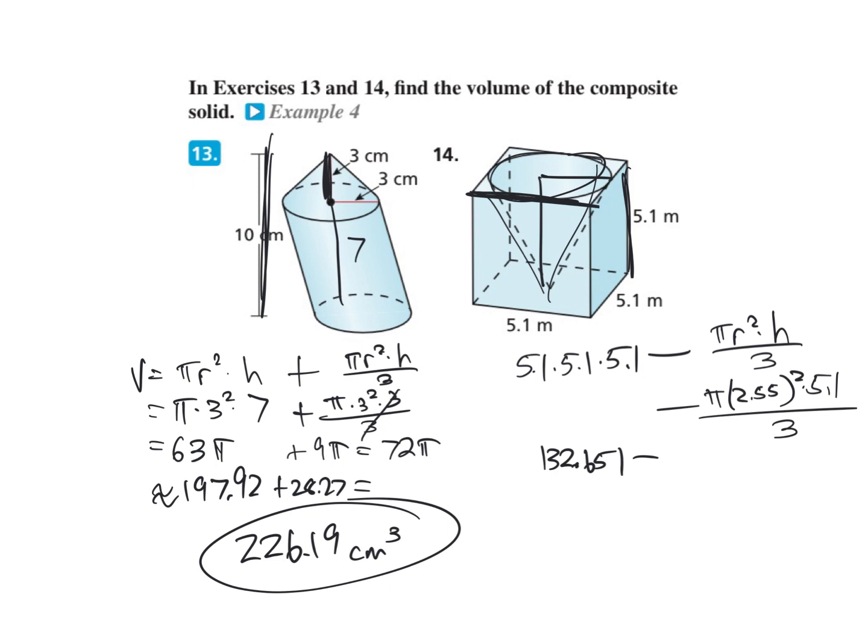Now let's figure out the volume of the cone. 2.55 squared, you have to do the exponent first, times 5.1 times pi, and then we divide by 3. You get 34.72795. So 132.651 minus 34.72795. So the volume without the cone in it is 97.92 cubic meters.